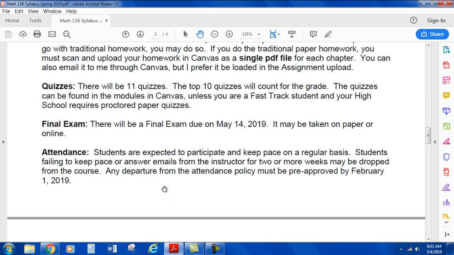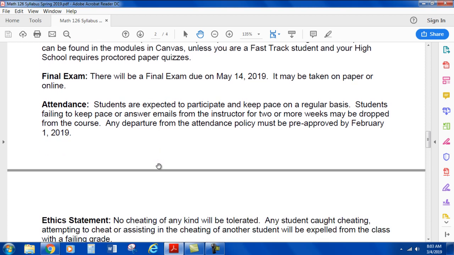The top 10 quizzes will count for the grade. The quizzes can be found in the modules. Unless you're a fast track student, your high school requires proctored paper quizzes. So I don't think that's the case for anyone, but just in case, if your school wants that, then it has to be a paper quiz versus the online quiz. Final exam, there'll be a final exam due May 14th, 2019, and it may be taken on paper or online, just like the midterm.